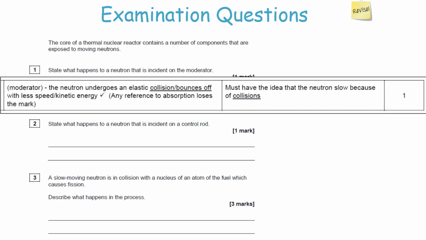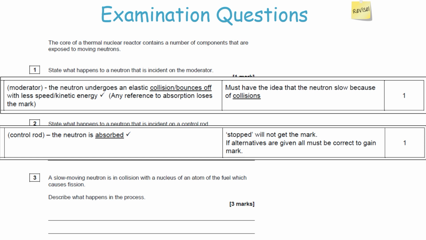Right, so it's important to note that for a moderator, the moderator will slow down those fast-moving neutrons, and it does this by having the neutron undergo an elastic collision, so it bounces off with less kinetic energy. Remember, it's always important the idea that the moderator collides with those fast-moving neutrons, so they will move with less kinetic energy.